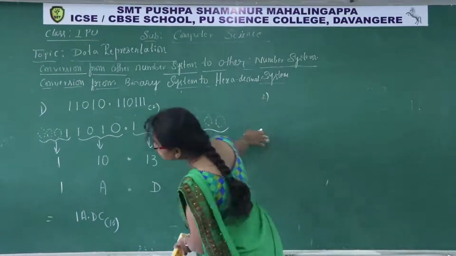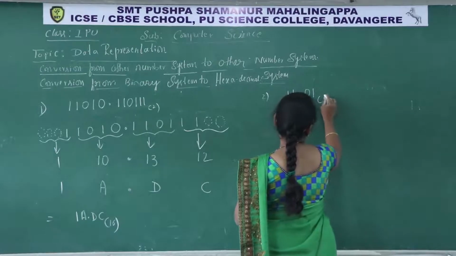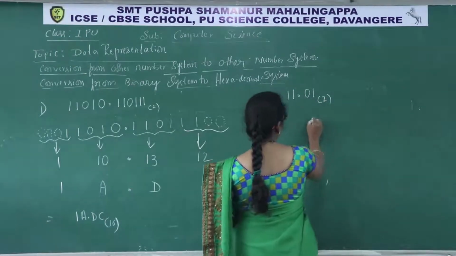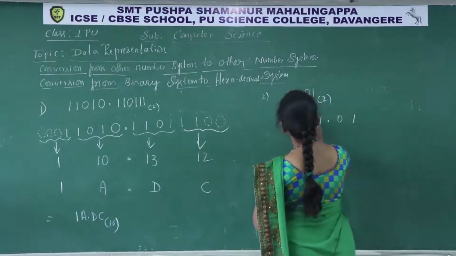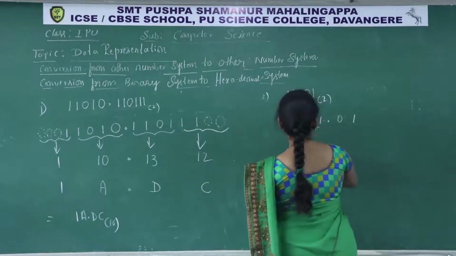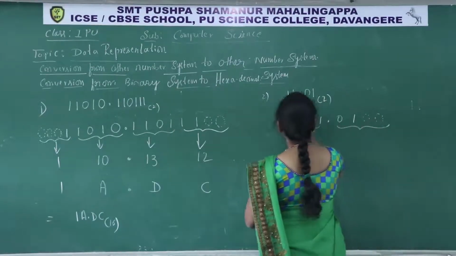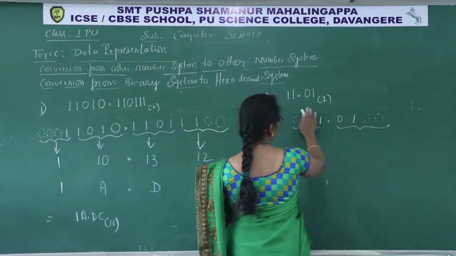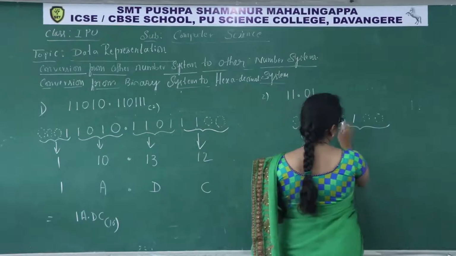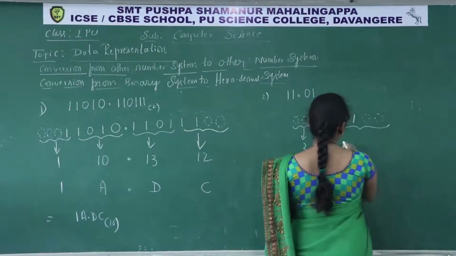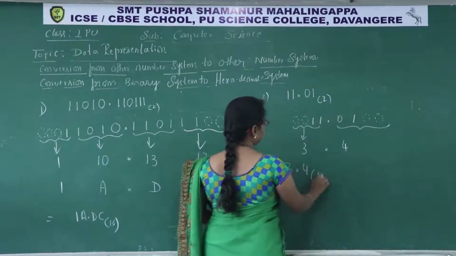Next, 11.01 base 2. Here we need 2 more bits, so we write 2 dotted zeros so that it becomes 4 bits. Here also we need 2 dotted zeros. Here 8, 4, 2, 1. Under 2 and 1 there are ones, so we consider 2 and 1, that is 3. After the point, under 4 there is a 1, so we write 4. So 3.4 base 16.